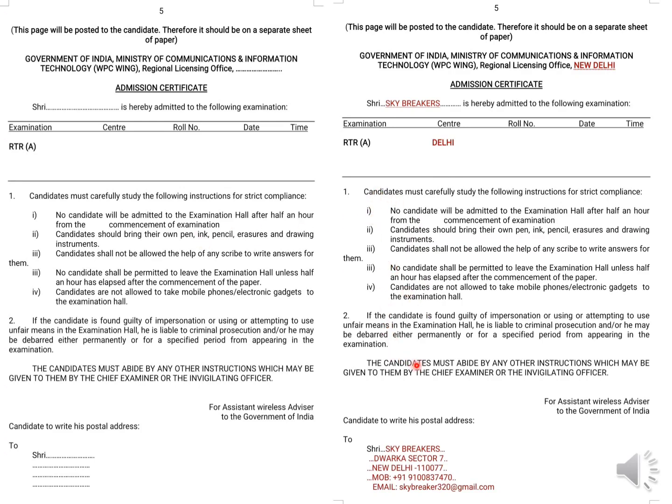And lastly, the candidate needs to write his postal address, the address to which they need to send your license. This is your permanent address that you need to give, along with your address, as well as your mobile number and email also.